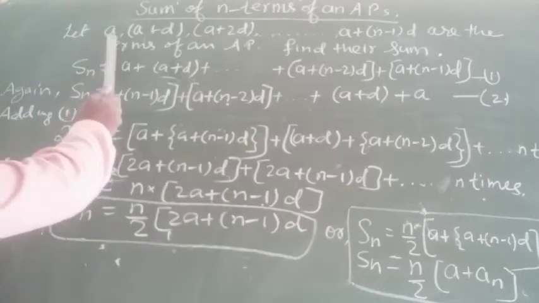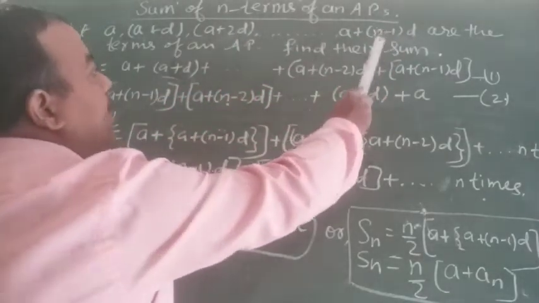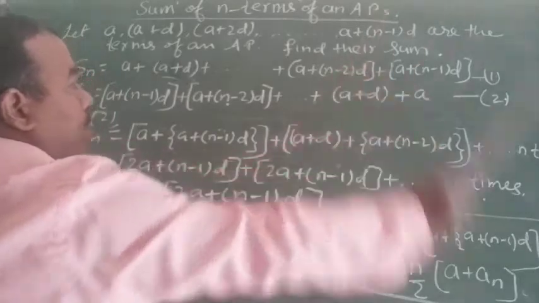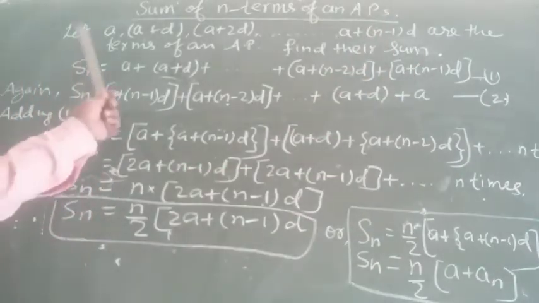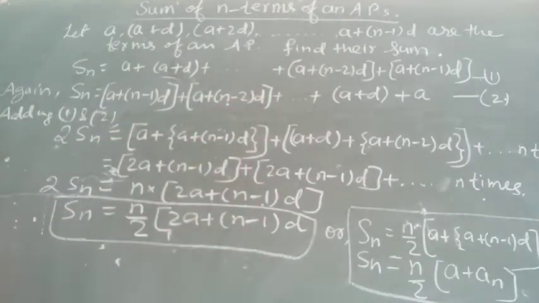The numbers are a plus d, a plus 2d, and similarly it goes on to a plus n minus 1 into d. This is the last term. So these are the terms of the AP, and we have to find the sum.